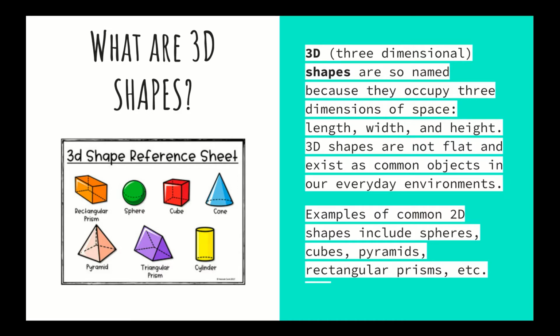Three-dimensional shapes are a little bit different though. So 3D or three-dimensional shapes are so named because they occupy 3 dimensions of space. They have length and width, and they also have height. Height is what differentiates a 2D versus a 3D shape. 3D shapes are not flat, and they exist as common objects in our everyday environments. So as you can see here, some common examples of 3D shapes include spheres, cubes, pyramids, rectangular prisms, cylinders, cones. There's just an abundance of 3D shapes.